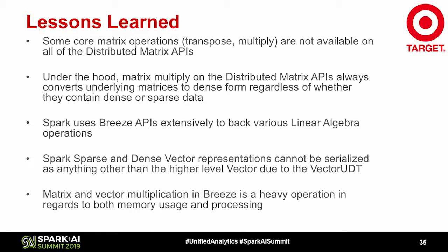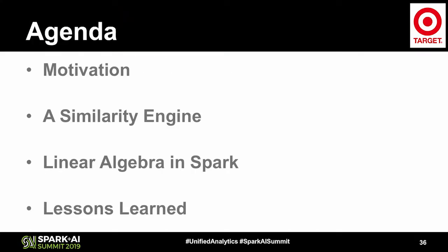This is a tangential thing, but sparse and dense vectors can't be serialized if you want to ship those around in data sets or RDDs. And so you have to represent those as a higher level vector due to the vector UDT implementation. And then I'll just call out that matrix and vector multiplication is heavy in Breeze, and so you have to account for that in how you're tuning your memory settings. So with that, that's basically it.